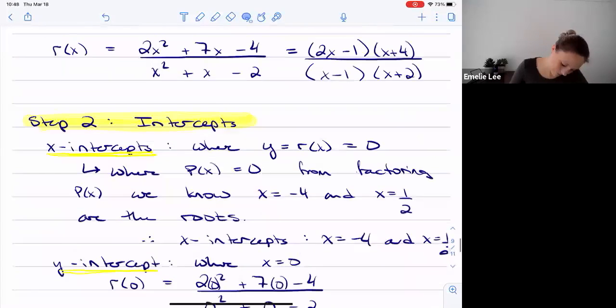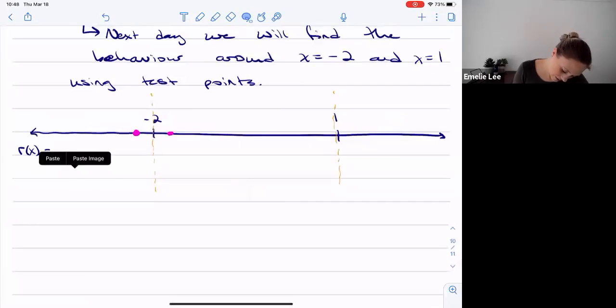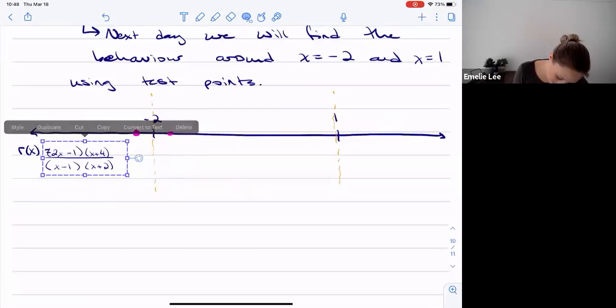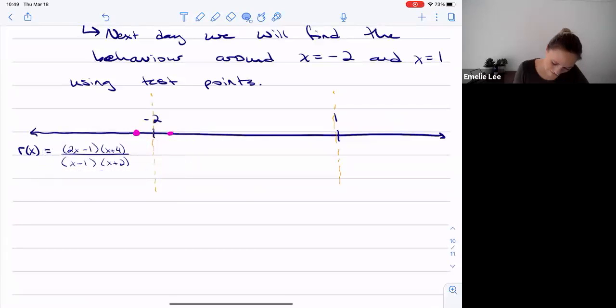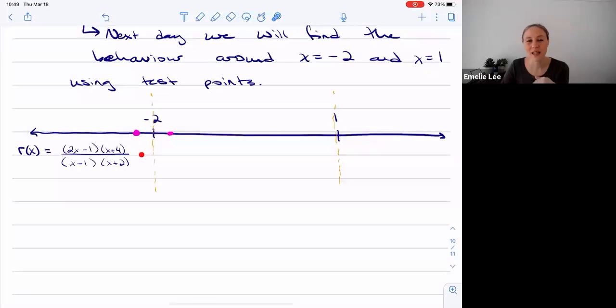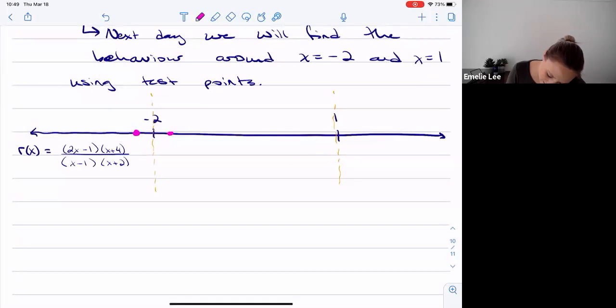Copy. Paste, make it small. And then what you want to do is just pick a value just to the left of -2. So this is going to represent how does it behave as I approach -2 from the left. And then you're going to pick values as you approach -2 from the right. And then you're going to do the same thing around 1, making sure you pick values, and you don't have to pick specific values if you don't want to.